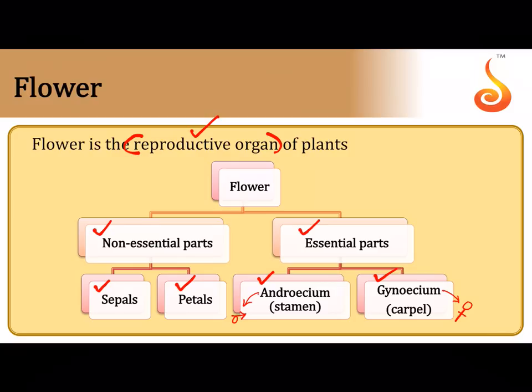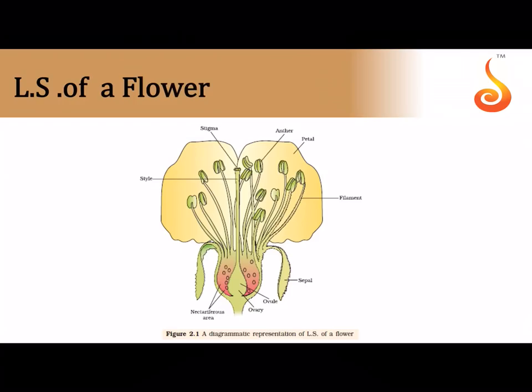And what are the units of androecium? The units of androecium are referred to as the stamen, and the units of gynoecium are referred to as carpel or pistil. So in this chapter, we will be focusing mainly on the essential parts or the reproductive parts of the flower, which include the male reproductive part, which is called the androecium, and the female reproductive part, which is referred to as the gynoecium.